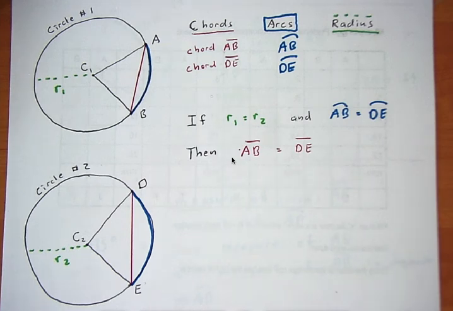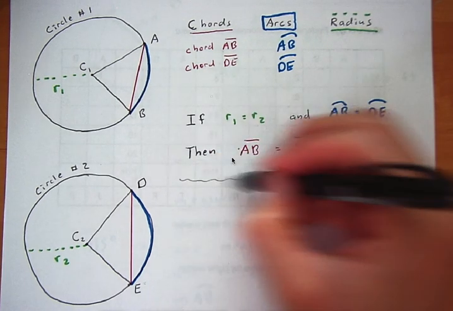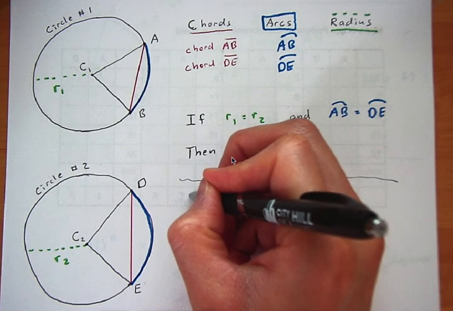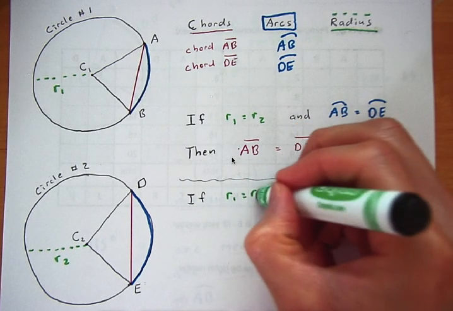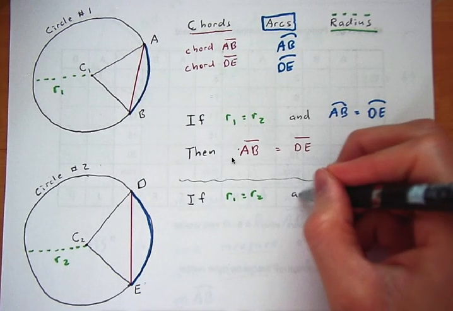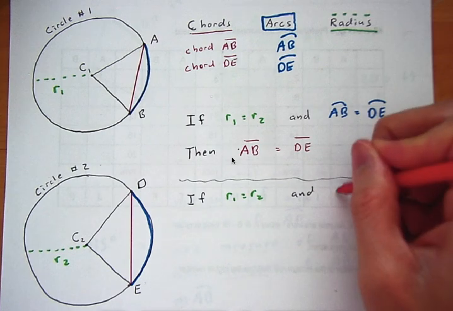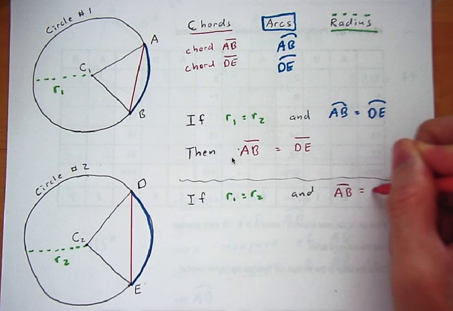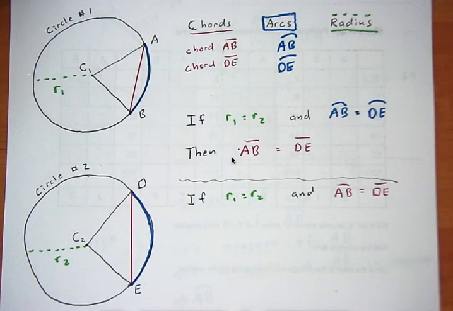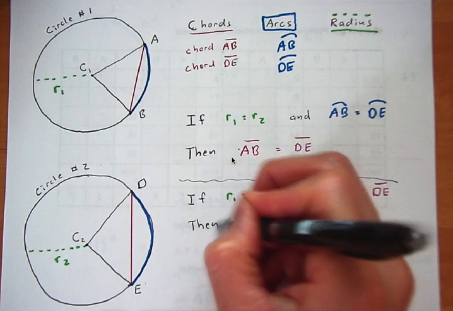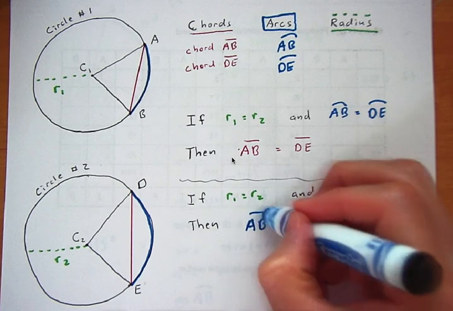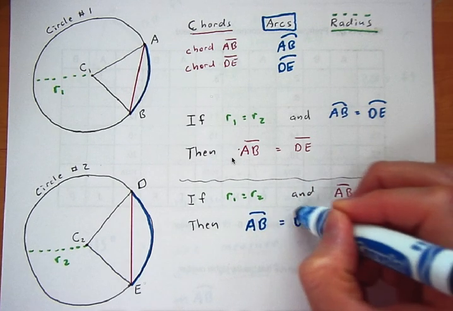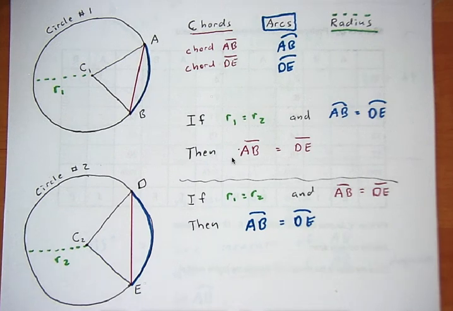So for example, if I knew that radius 1 was equal to radius 2, and I knew that both of the chords were equal to each other, then I also know that the arc length is equal to each other as well.